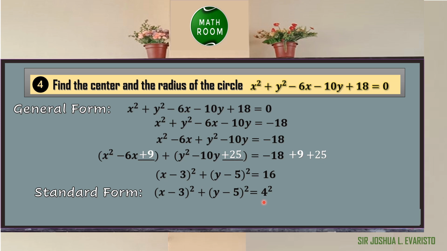Now, we can easily identify our center and the radius of the circle. By looking at the standard equation, we can say that our h is 3, our k is positive 5, so the center is 3, 5. Also, the radius is equal to 4.